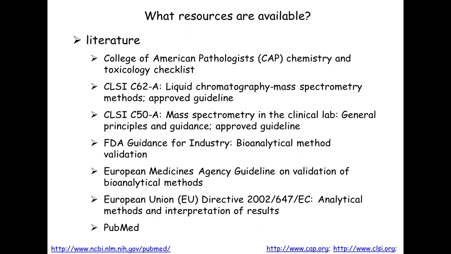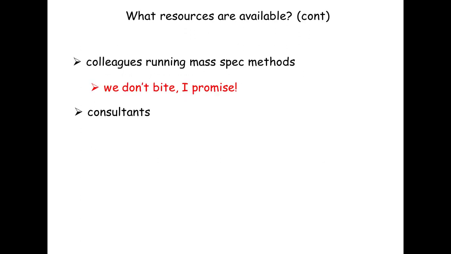But one thing to note is that potentially they're not held to the same high standards that you're held to. So you have to be careful that you definitely do what you need to accomplish. Don't just rely on papers. So if it's your first method validation, you can always ask colleagues that run mass spec methods. We don't bite, I promise. You can also use consultants. I've never done that, but it's definitely something to consider if you don't have a lot of time or experience to dedicate to method development and validation.